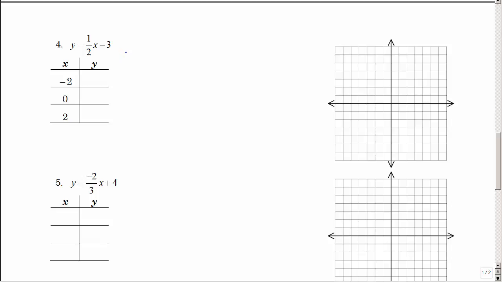Yes, we have fractions, but I've given you some easy numbers. Let's see. If I have y equals 1/2 times negative 2 minus 3. Why is that easy? Since I had a denominator of 2 and I have an x value with a factor of 2, I can reduce. And so now I have y equals negative 1 minus 3, which is negative 4.